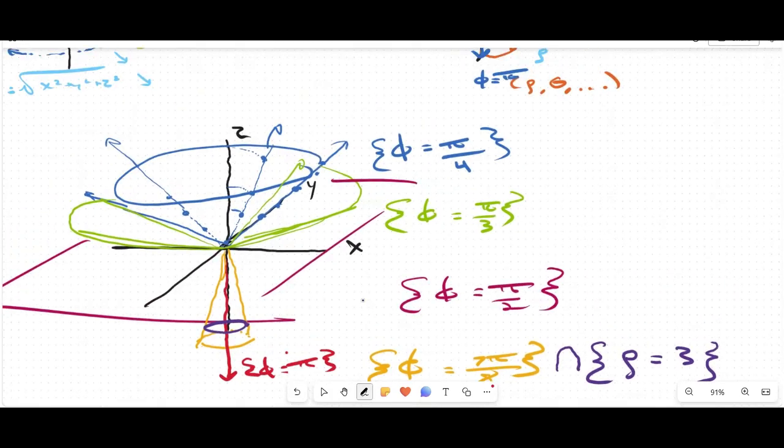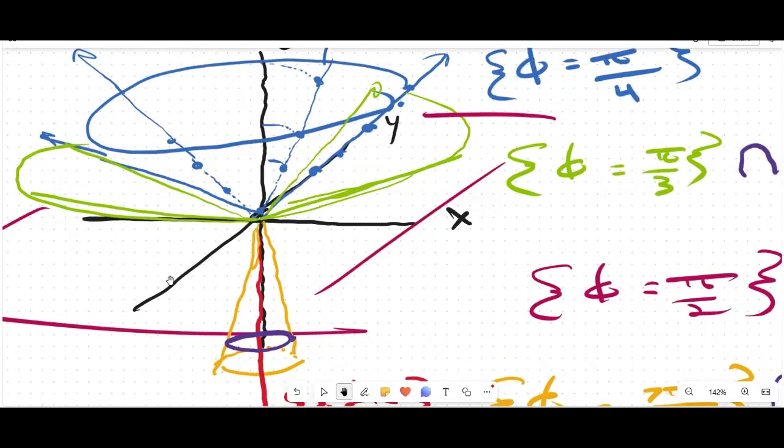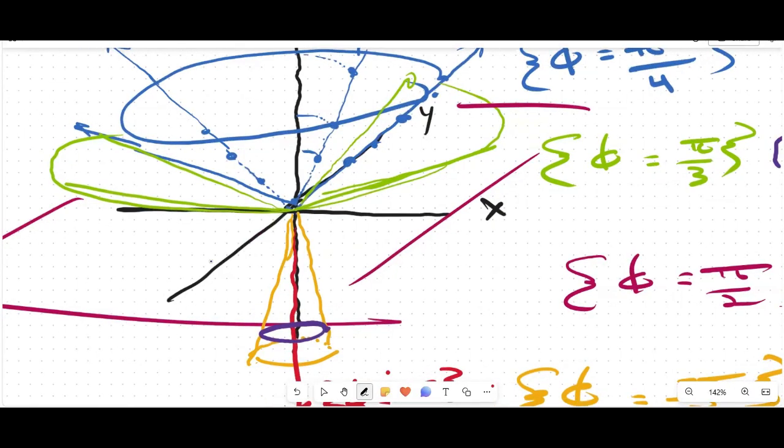We could try, for instance, to intersect with the green set. Let's try to intersect the set where rho equals 3. Well, now it's all the points that are on the green cone that are also that same distance, so maybe like right here, to the origin. This is a much bigger circle. Let's try to do a dotted line here.